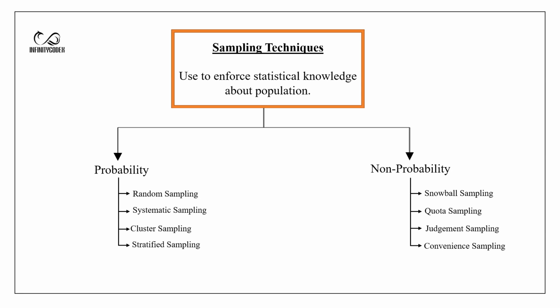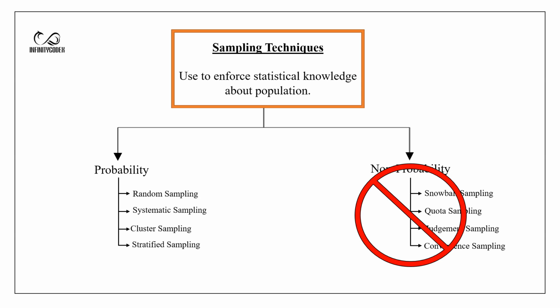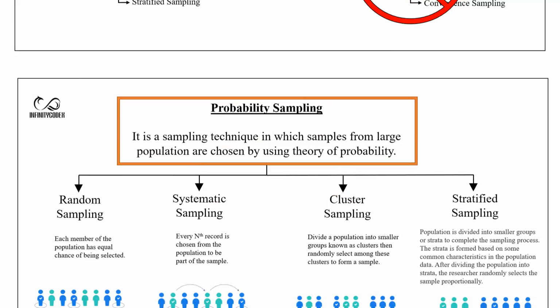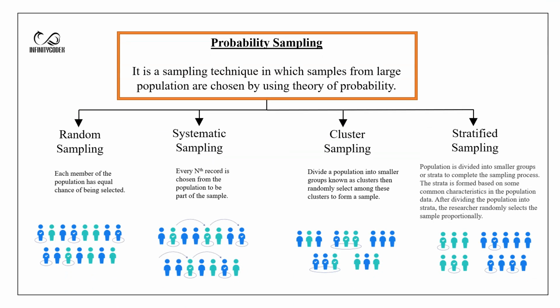Now, in sampling techniques, we have two types. First is probability sampling and second is non-probability sampling. But from a data science perspective, only probability sampling is important. Probability sampling contains random sampling, systematic sampling, cluster sampling, and stratified sampling. Probability sampling is the sampling technique in which samples from a large population are chosen by using the theory of probability.